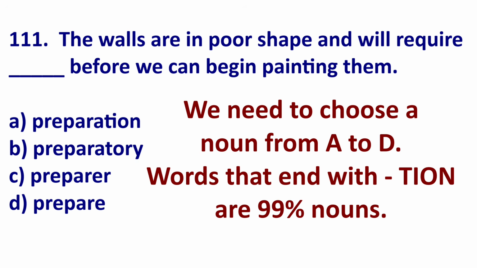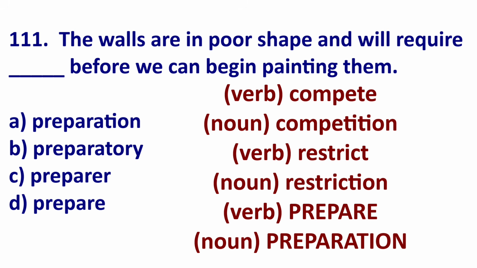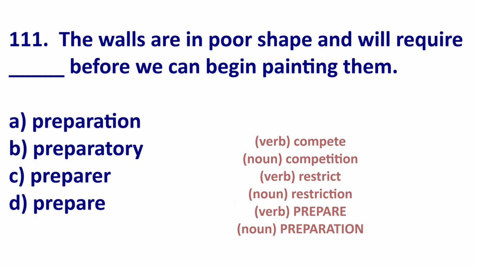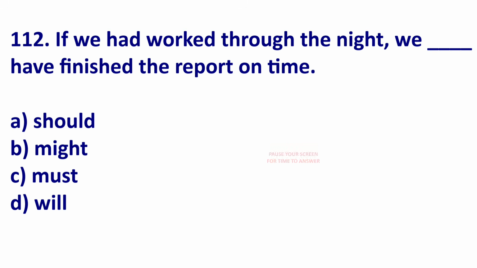We know we need a noun. So what is a noun here? Well, words that end in ION, shun words, are 99% nouns. For example, compete, competition, restrict, restriction, prepare, preparation. Preparation is a noun. So we will pick the answer A. It will require preparation. Let's go to 112.